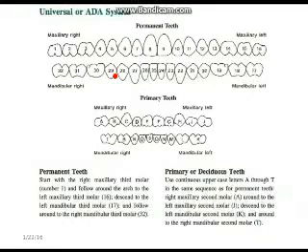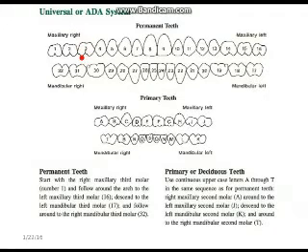That's it. That's the universal ADA system. So when you're talking with a fellow dentist and they say, I have a problem with tooth number 10, you should automatically know, okay, this is the upper left lateral. I have a problem with number 3. That's the first molar in the upper right quadrant. That's what I want you to remember.